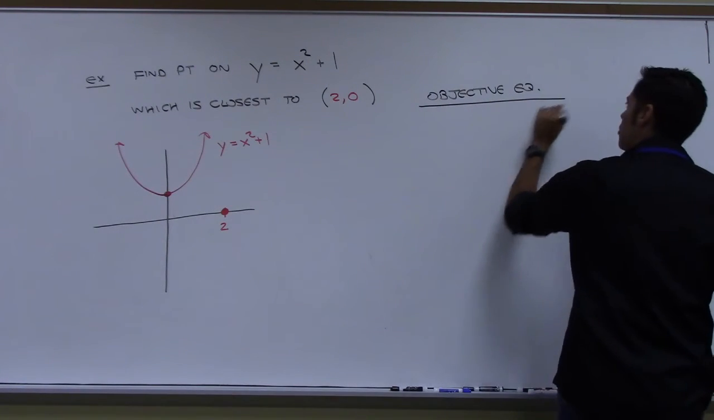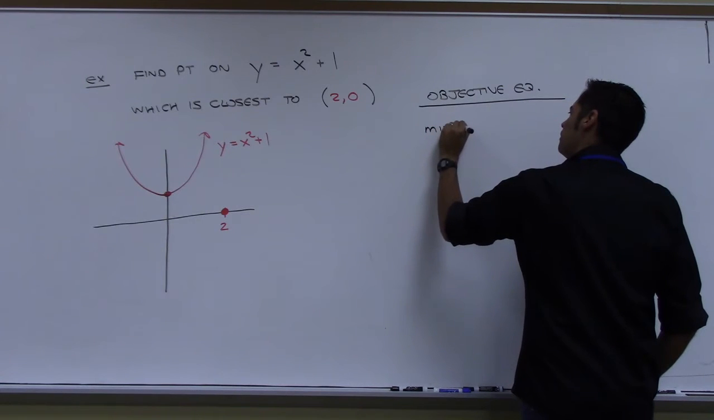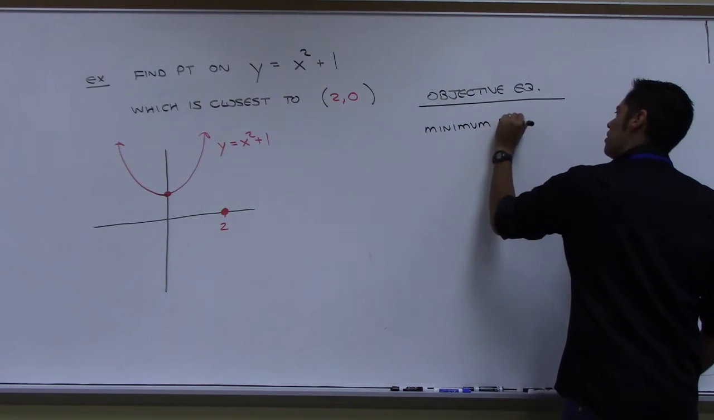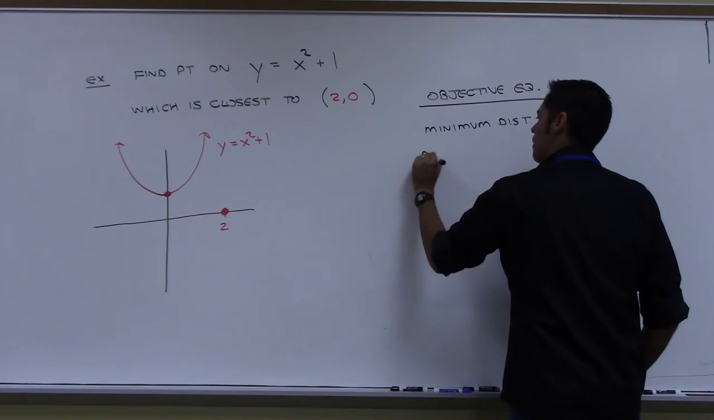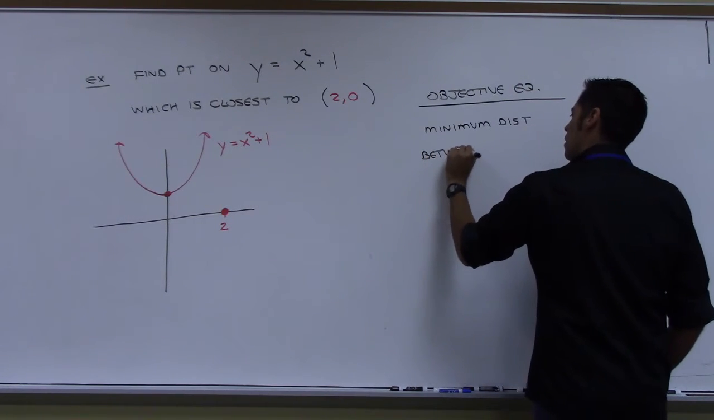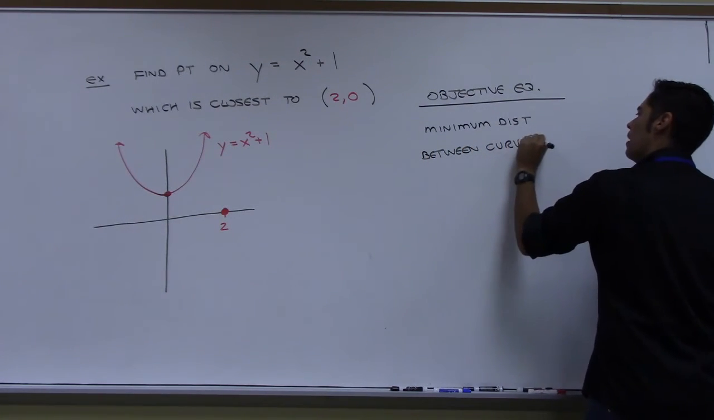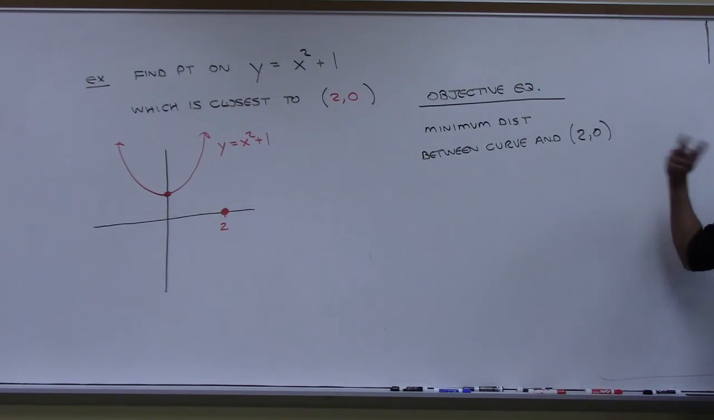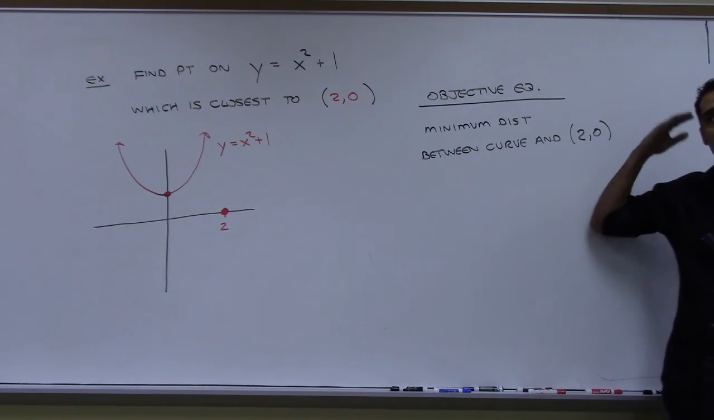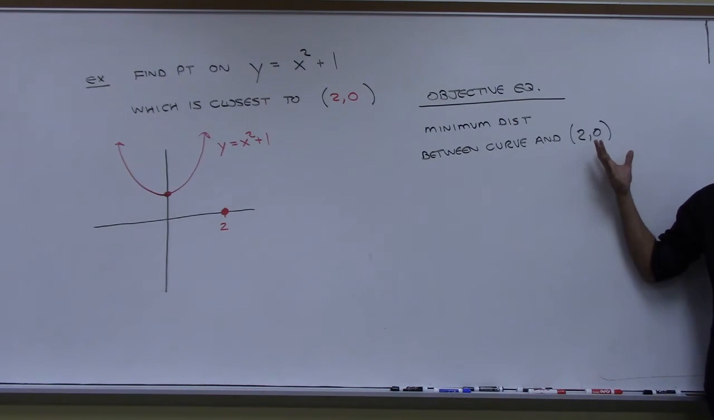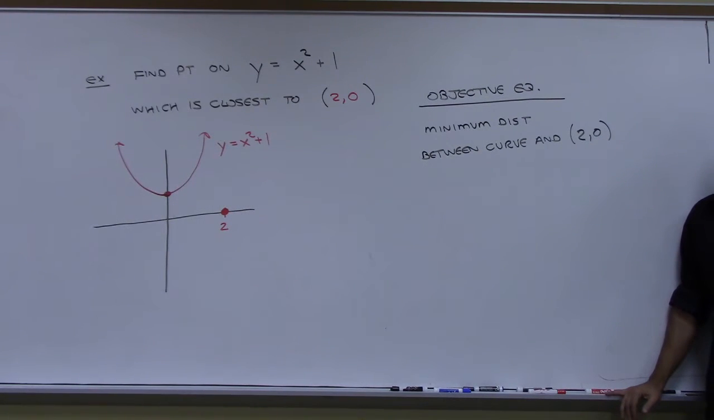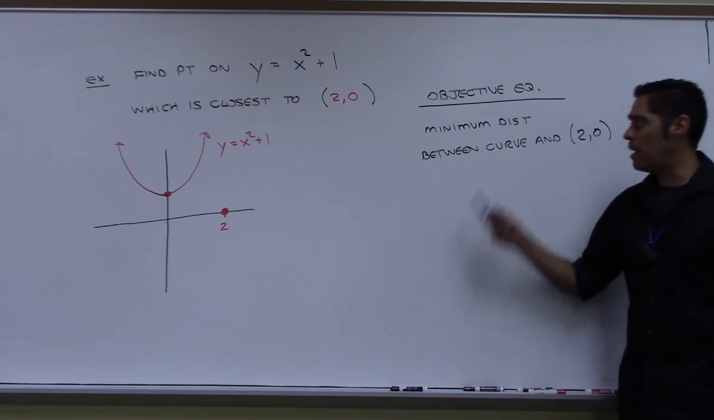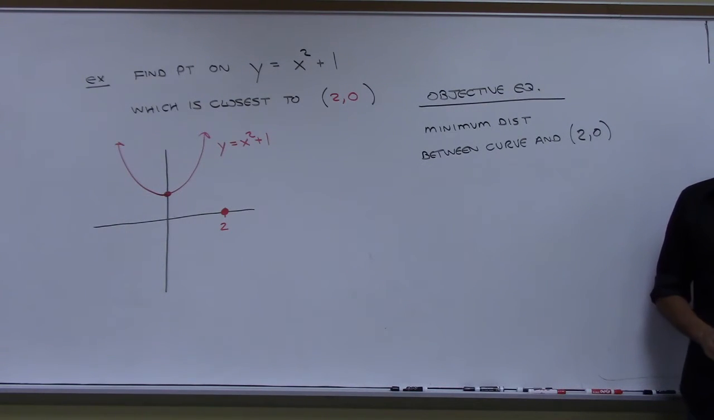So my objective equation involves the minimum distance between the curve and the point 2, 0. I'm trying to come up with the objective equation, so I'm writing down what it is I'm trying to find the maximum or minimum of. I'm trying to find the minimum distance between the curve and that point. So can we actually come up with an equation that represents that distance?